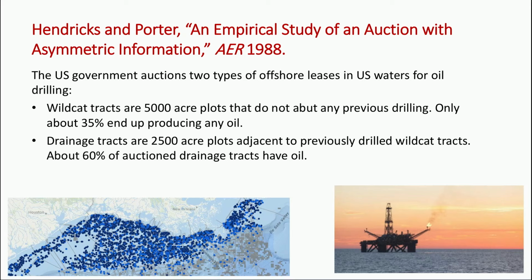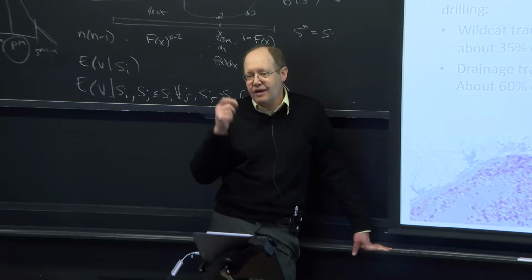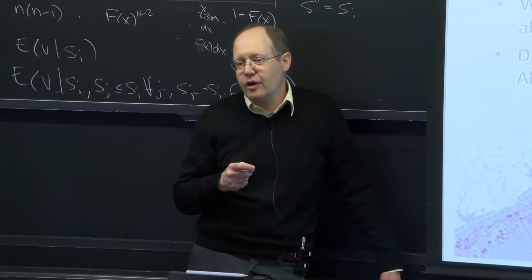The U.S. government auctions off two different types of offshore oil leases. One is what are called wildcat tracts. Wildcat tracts are roughly 5,000 acre plots that don't abut any other drilling, and about 35% of those wildcat tracts that are bought end up producing any oil. The others, either the company doesn't drill them because after doing a more detailed geological survey following the auction, they decide it's not even worth drilling, or they spend millions of dollars drilling a hole and then don't find oil.